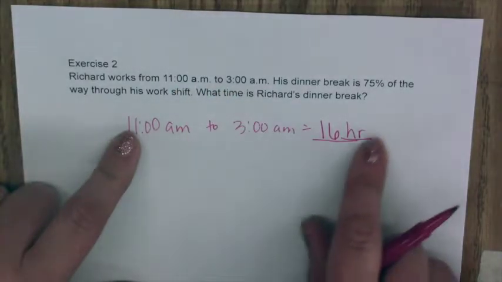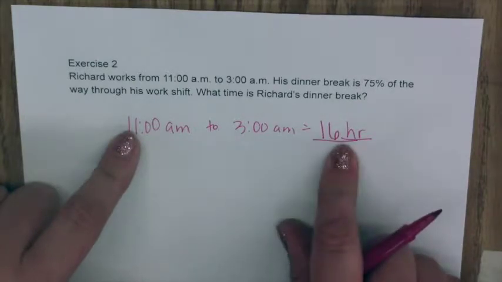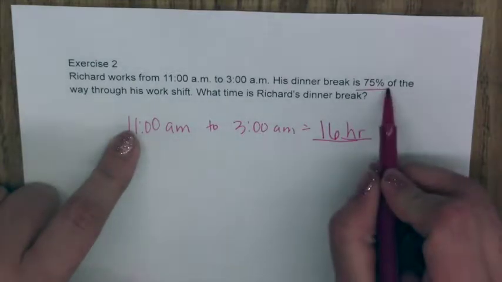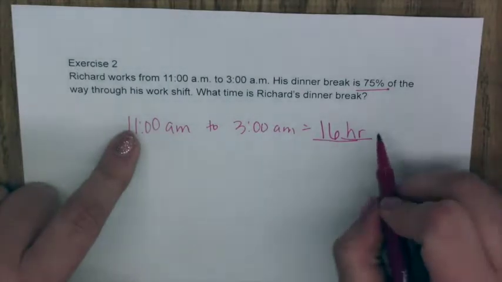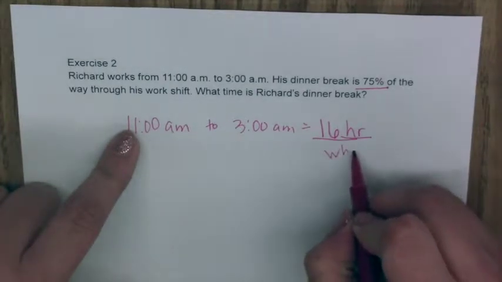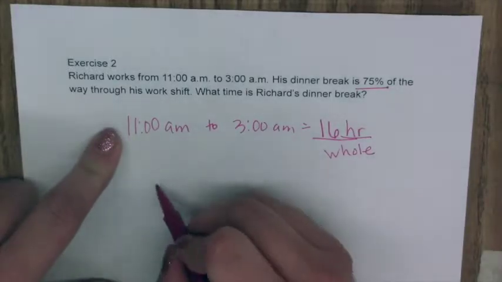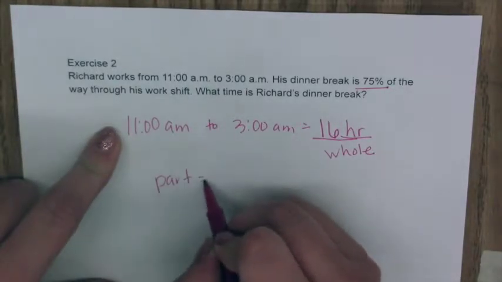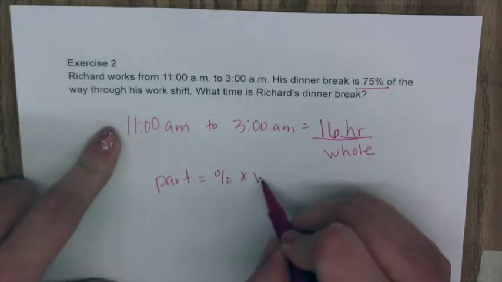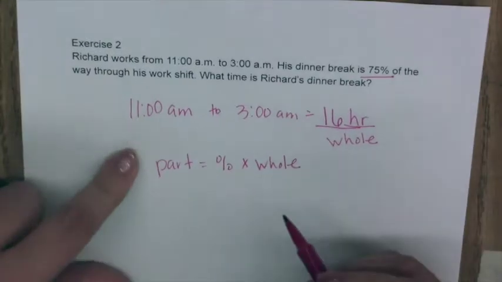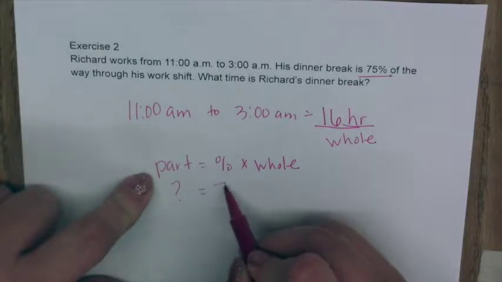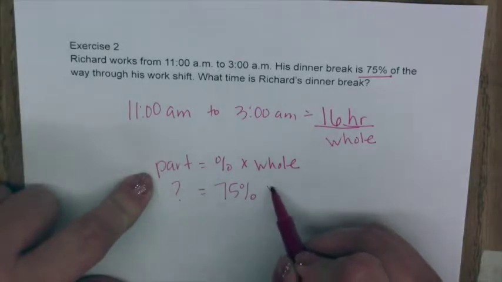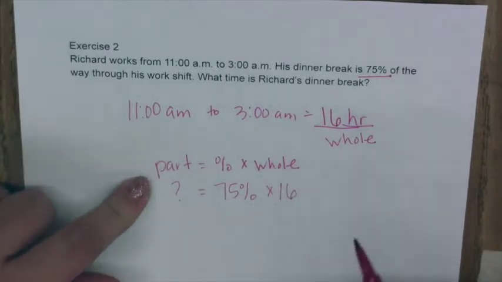All right, so we know he's going to work a total of 16 hours, and we want to know what 75% of the way through that 16 hours would be. So this 16 hours is our whole. All right, so our formula is part equals percent times whole. We are trying to find our part. We know our percent is 75 and our whole is 16.